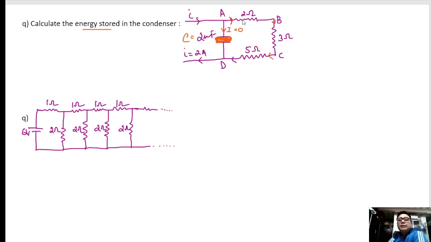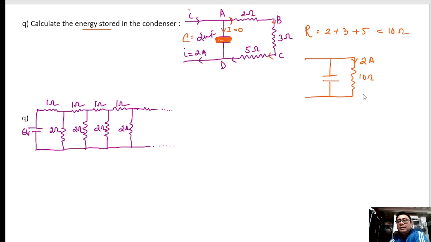Okay, so now these three resistances are in series. So what is the total resistance? It will be 2 plus 3 plus 5, which comes to 10 ohms. That means the condenser is connected to a 10 ohm resistance. Here is the condenser, this is the 10 ohm resistance, and the current passing through this is 2 ampere.